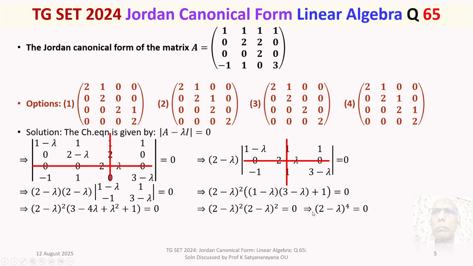So in total you will get 2 minus lambda to the power of 4 equal to 0. That is the characteristic equation. Therefore 2 is an eigenvalue and it is repeated 4 times. Therefore the algebraic multiplicity of lambda equal to 2 is 4. We continue the discussion.